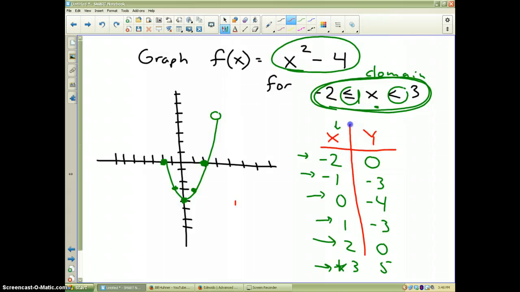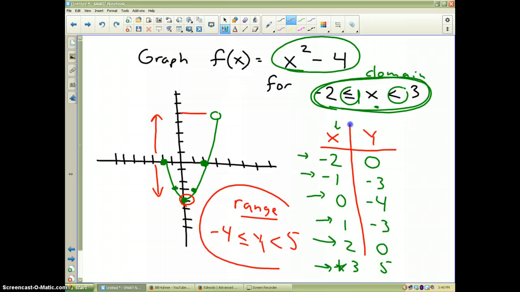Now, what is the range of this particular problem? Again, how far down does the graph go? Well, it gets all the way down to -4, and that point is included since it's solid, so -4 is less than or equal to y. And how high does the graph go? Well, it gets up to 5, but that point's not included since the dot is open. So therefore, this would be the range of my particular graph.